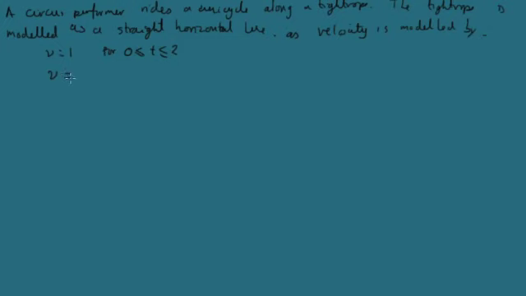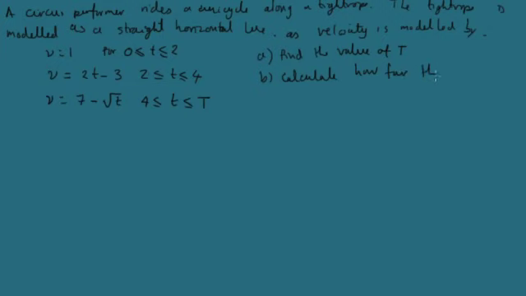Then the velocity changes to 2t minus 3 for times between 2 and 4 seconds, and then finally it changes to 7 minus square root of t for t between 4 seconds and some time big T. So we want to firstly find the value of T, and then calculate how far the performer cycles.